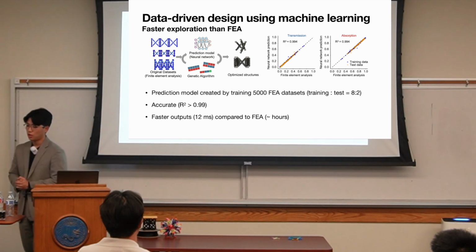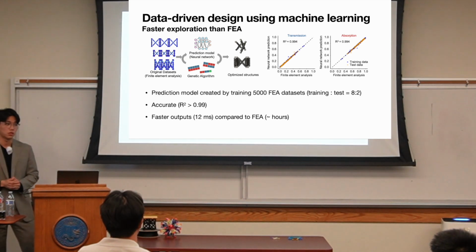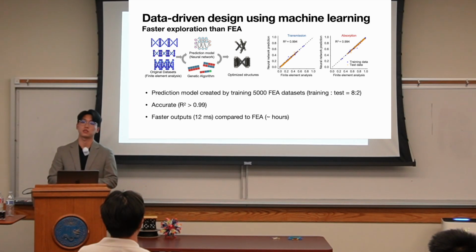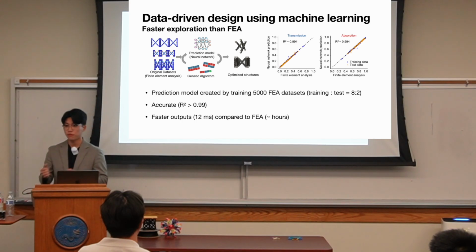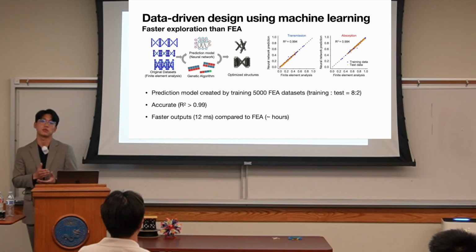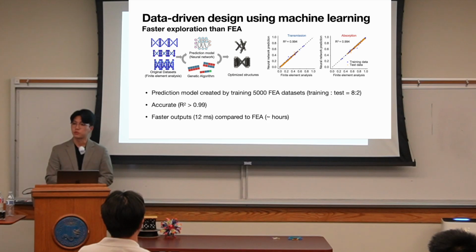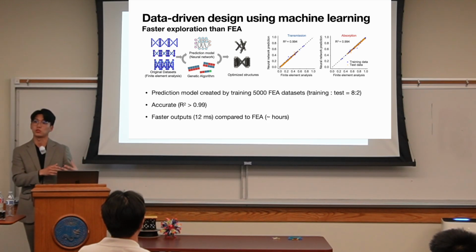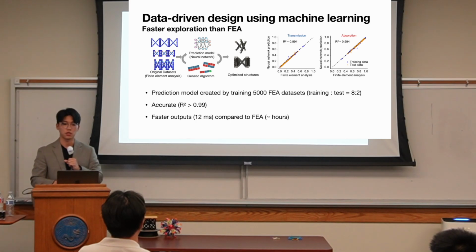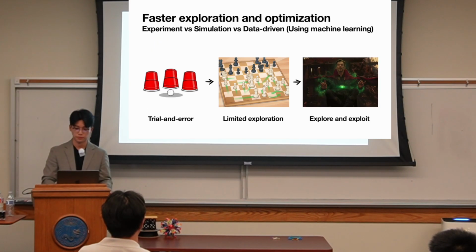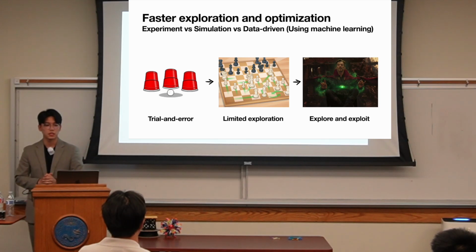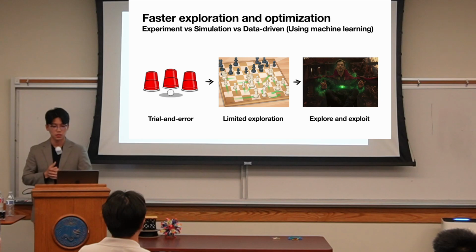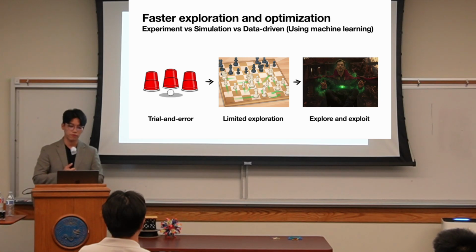A major benefit of using this machine learning approach was that we can predict the result way faster than the simulation itself. FEA, even though it's shorter than an experimental approach, could take up to hours. But with this surrogate model made using machine learning, we can go through the different possibilities quickly. And for me, it shows us the way to explore faster and use it for optimization.